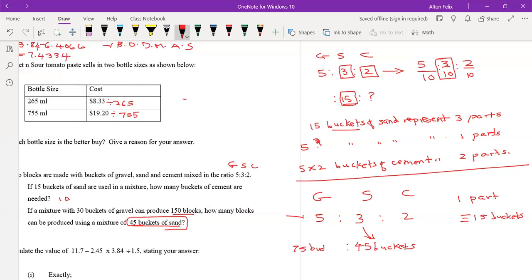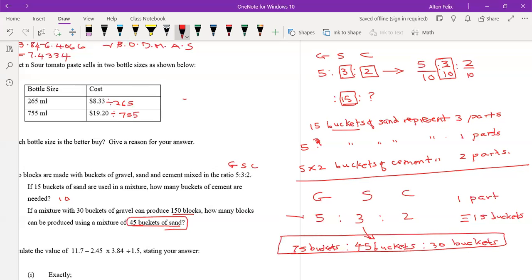Let me write the full words here. And if you need 2 parts of cement, you'll need 2 times 15, which is 30 buckets. Now remember, this makes sense because when you reduce this, if you divide by 15 throughout, 75 divided by 15 is 5, 45 divided by 15 is 3, 30 divided by 15 is 2. So it is consistent with the same ratio.